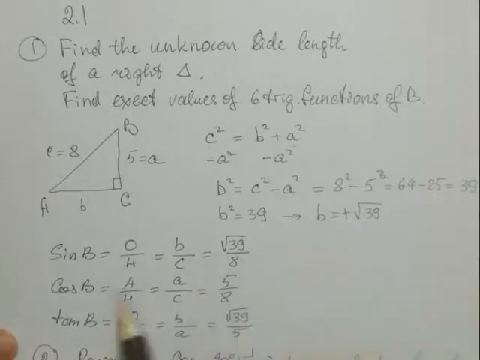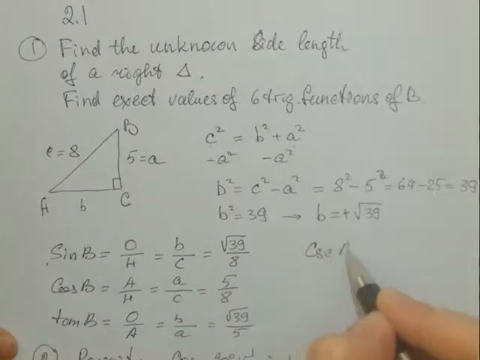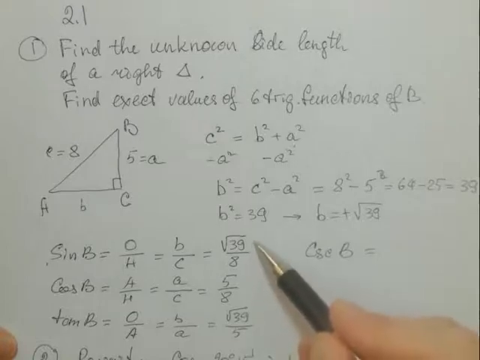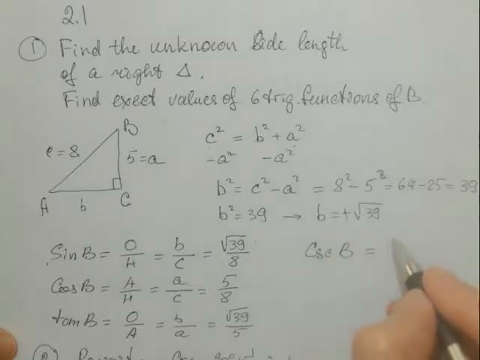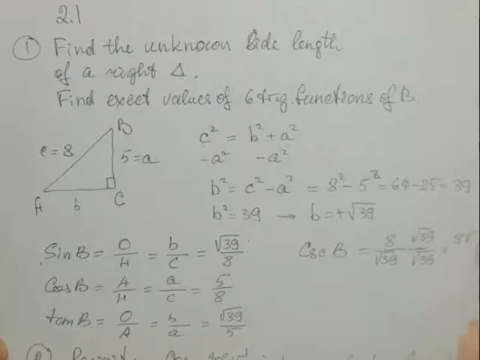And the reciprocal functions: the reciprocal of sine is cosecant of B. So the reciprocal will be 8 over square root of 39, and we want to rationalize the denominator, so we multiply by square root of 39 in numerator and denominator and get 8 square root of 39 divided by 39.